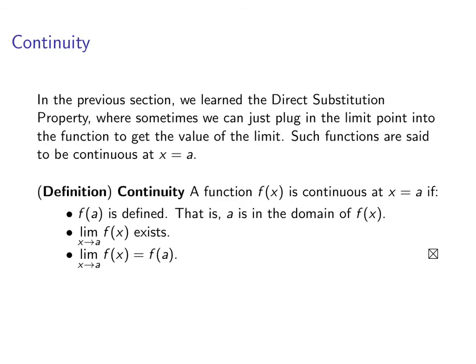Here's the definition of continuity. So we're going to say that a function is continuous at x equals a if three things. f(a) is defined. Another way of saying that is that a is in the domain of f(x). We also need the limit as x approaches a of f(x) to exist. We also need the limit as x approaches a of f(x) to actually equal f(a).